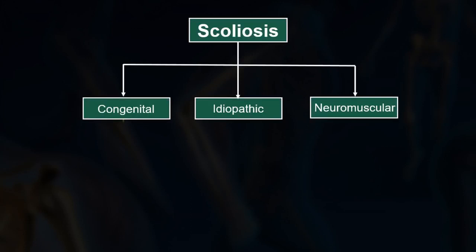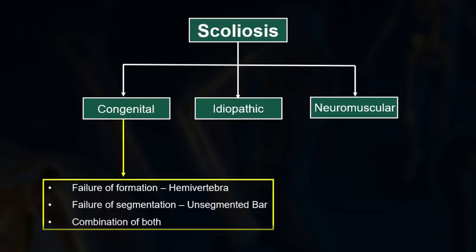Congenital is basically due to a failure of formation of the vertebrae. That means a hemivertebra: one side forms, the other side doesn't. It might be a failure of segmentation, in which there is an unsegmented bar on one side, where the spine cannot grow, and hence the scoliosis is on that side, in the concavity, or a combination of both.